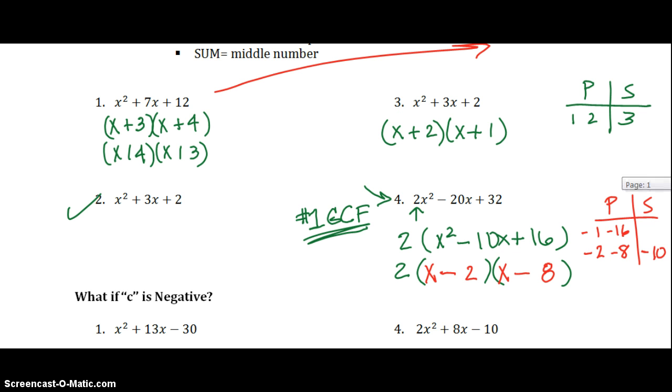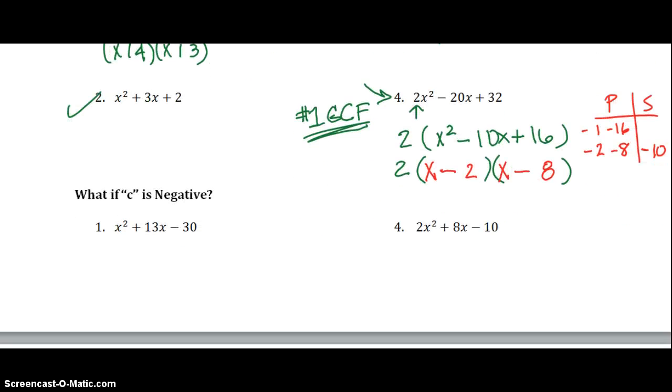Now what if the C is negative? Now number 4, the B was negative, but if the C is negative, here's what it means. You are going to have opposite signs.